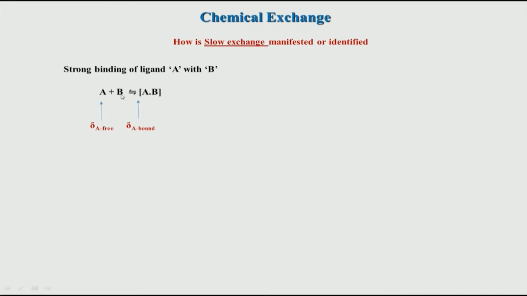So, there is an equilibrium between the two, that means there is a monomer to complex dynamic exchange going on, and let us say that the chemical shift of A in the free form, that is the free ligand, let us call it delta A free, and when it is bound to the protein, let us call that chemical shift of again A, we are looking at A, delta A bound. Now let us see how the exchange will happen if it is fast or slow, what kind of spectrum we should expect to get.